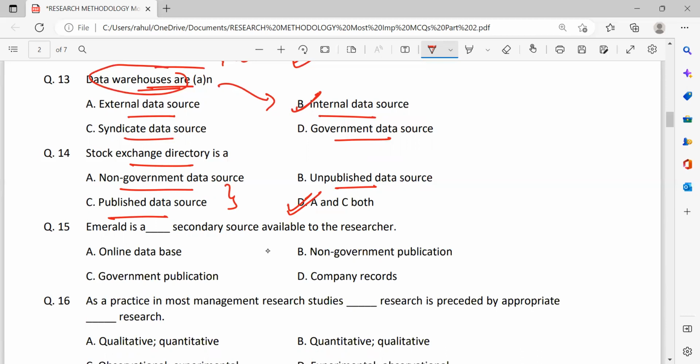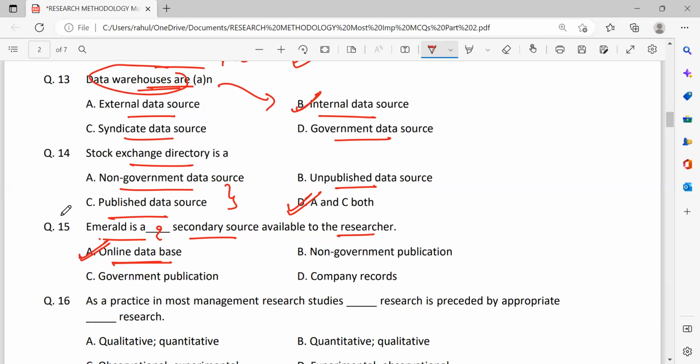Number 15: Emerald is a secondary source available to the researcher. What is Emerald? Emerald is an online database, a resource which is available to researchers. So option A is the correct answer for this.